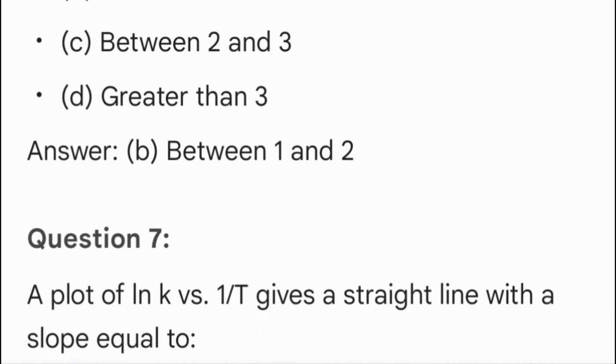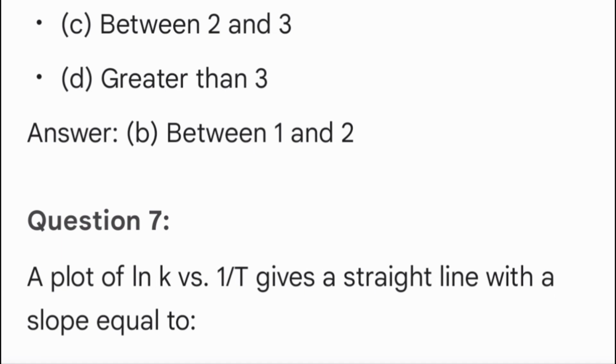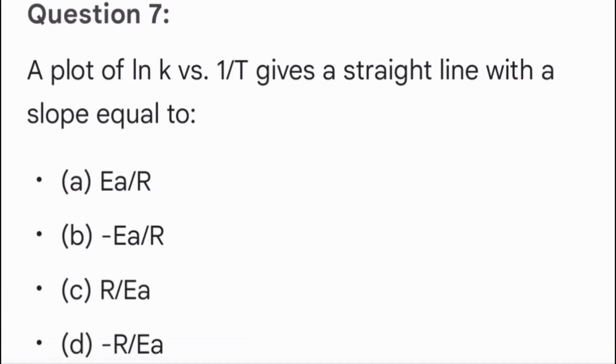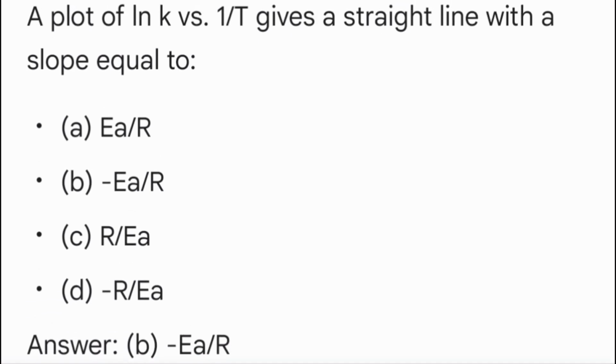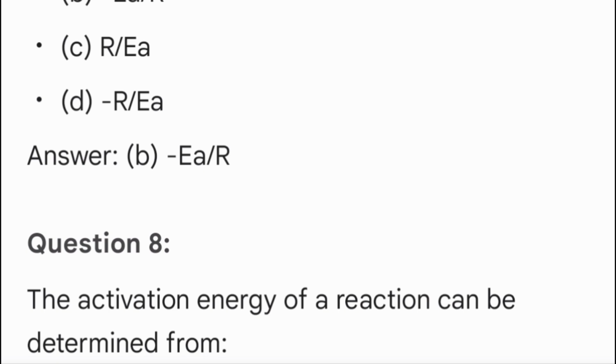A plot of ln k versus 1/T gives a straight line with a slope equal to: A, Ea/R. B, -Ea/R. C, R/Ea. D, -R/Ea. Answer B. -Ea/R.